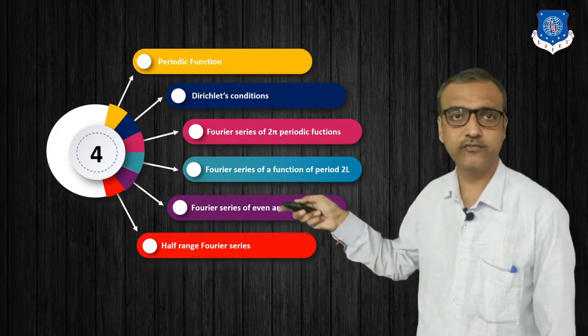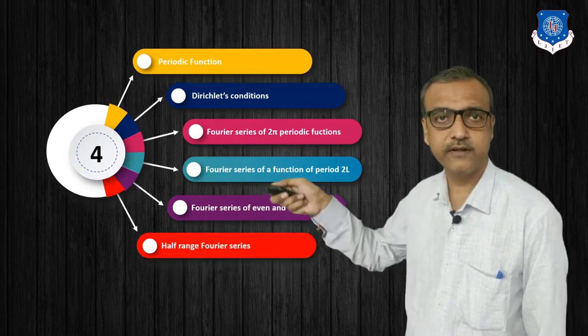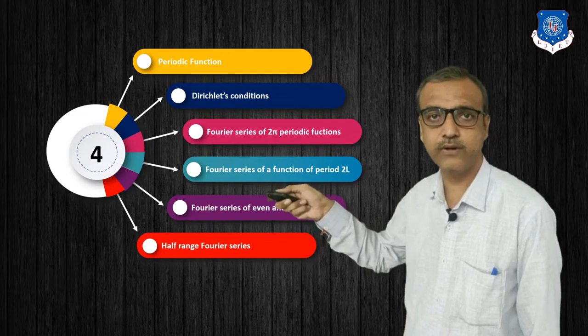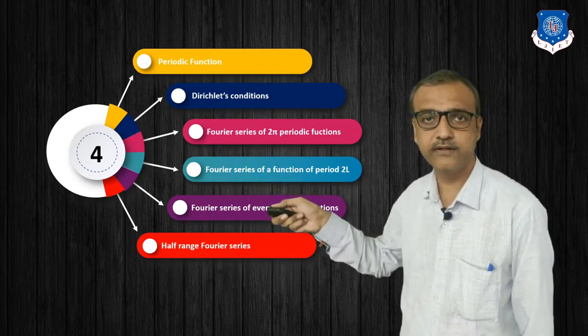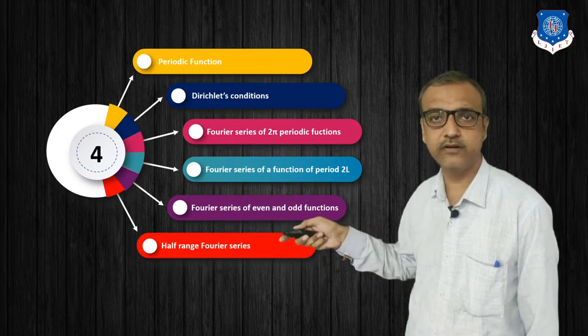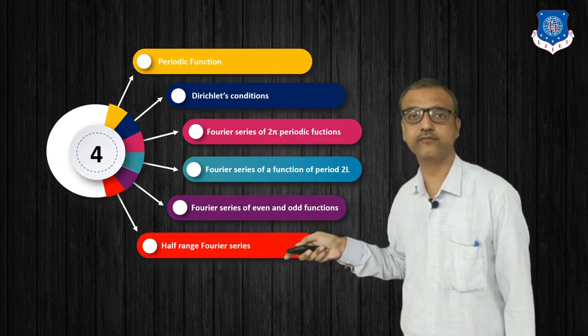Unit number 4, that is Fourier series, is divided into these topics, that is periodic function, Dirichlet's condition, Fourier series of 2 pi periodic function, Fourier series of a function of period 2L, Fourier series of even and odd functions, and finally half range Fourier series.